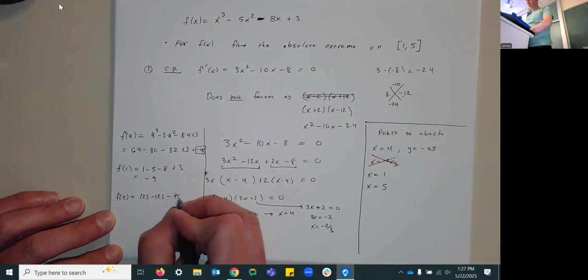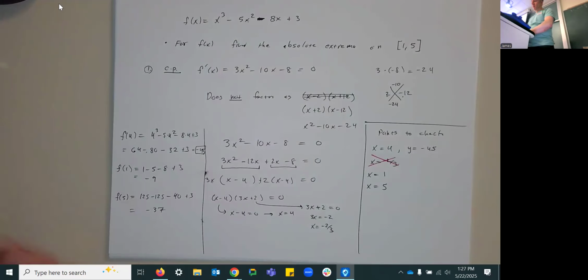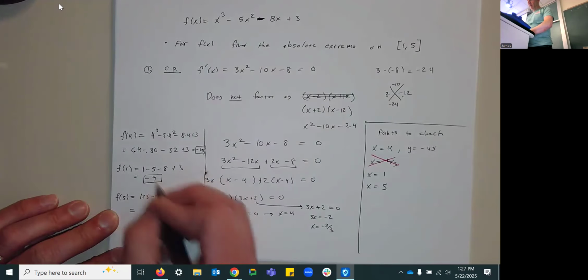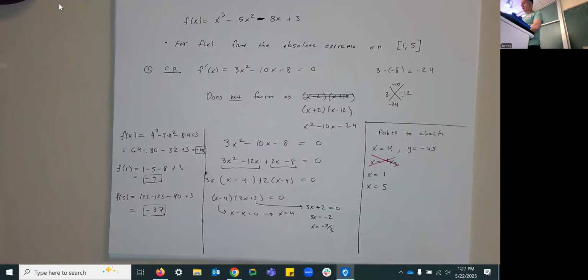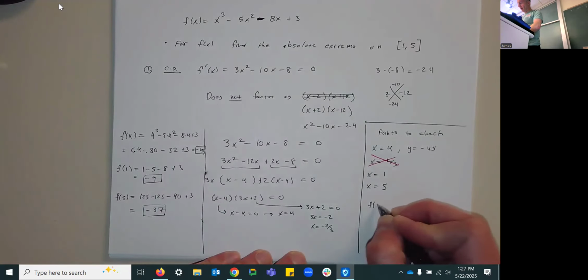All right. So which of those three numbers, -45, -9, or -37, is the biggest? Right, is the least negative in this context. So f of 1 equal to -9 is our absolute maximum. And similarly, f of 4 equal to -45 is our absolute minimum.